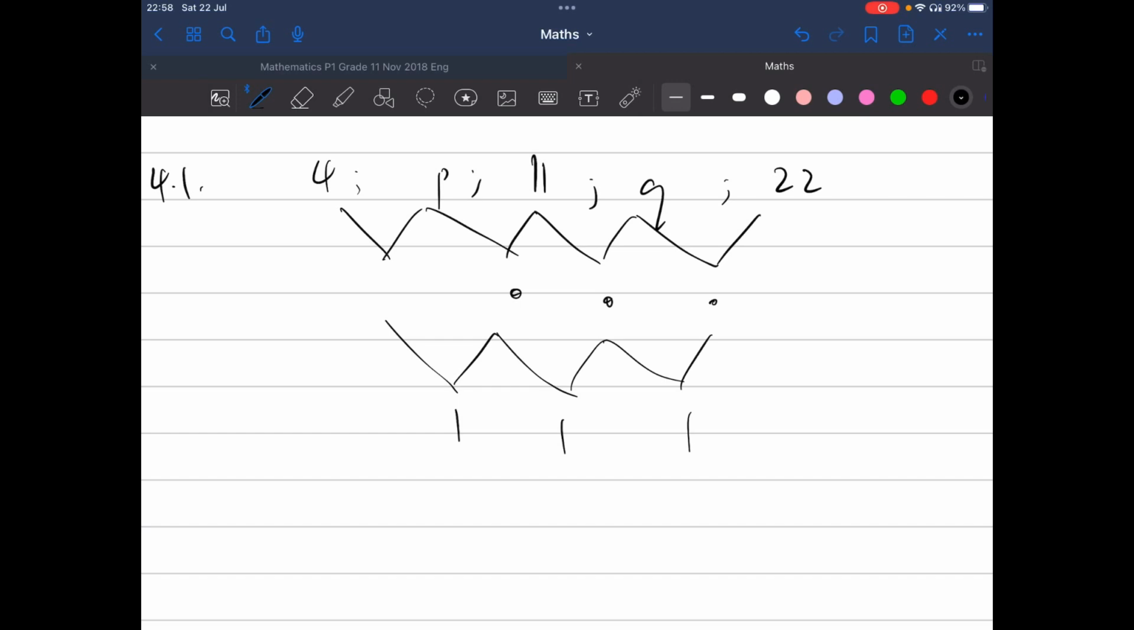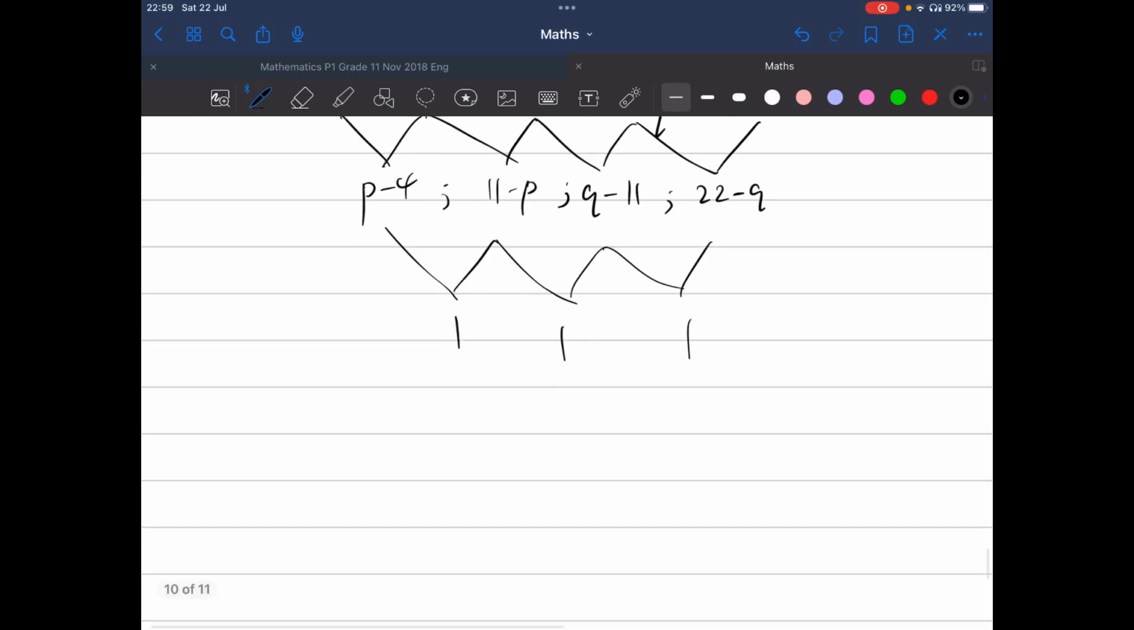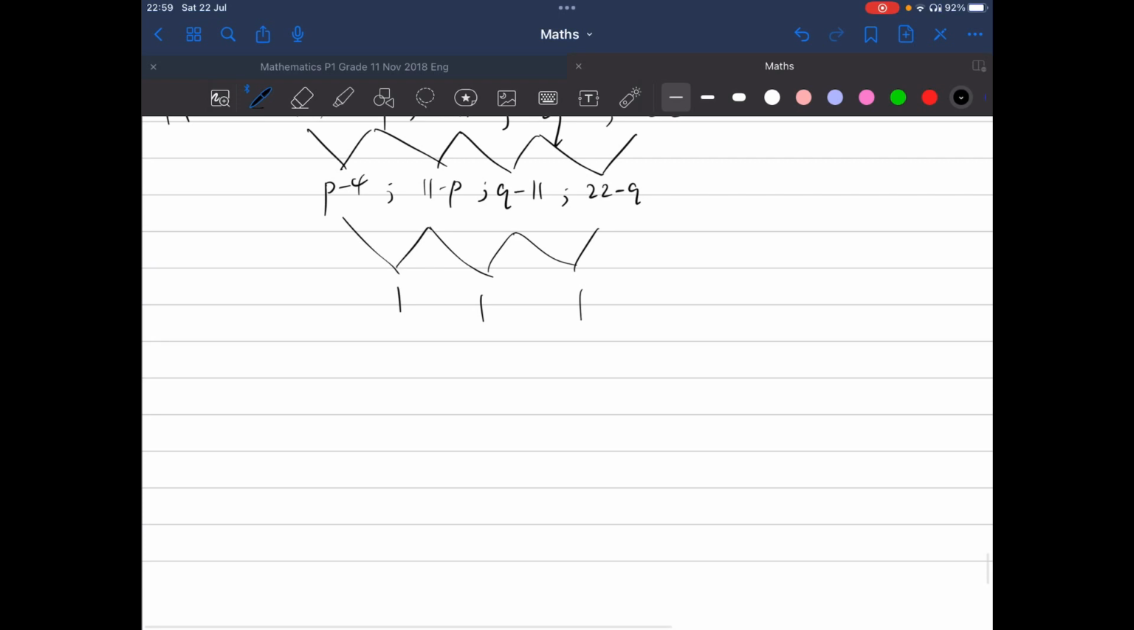Sorry, this has to be p minus 4, right? Because it's the difference between those two. And this is 11 minus p. Okay, and this is q minus 11. Okay, and this is 22 minus q. Okay, and when we subtract all of those, we should get 1.